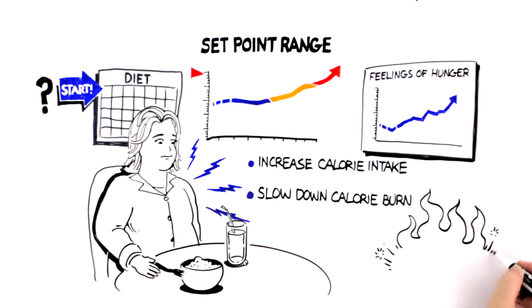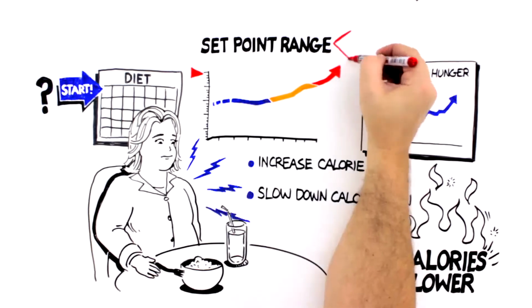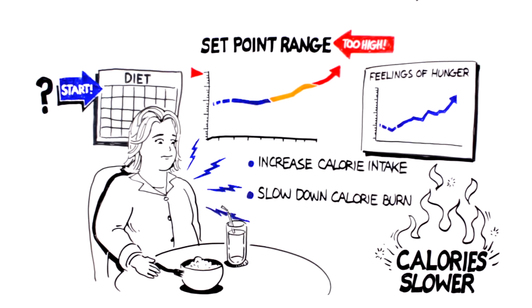She feels hungrier, and although she doesn't know it, she's also burning calories slower than before. Amanda's body doesn't recognize that her set point is too high and her weight is unhealthy. It only knows to defend her current set point.